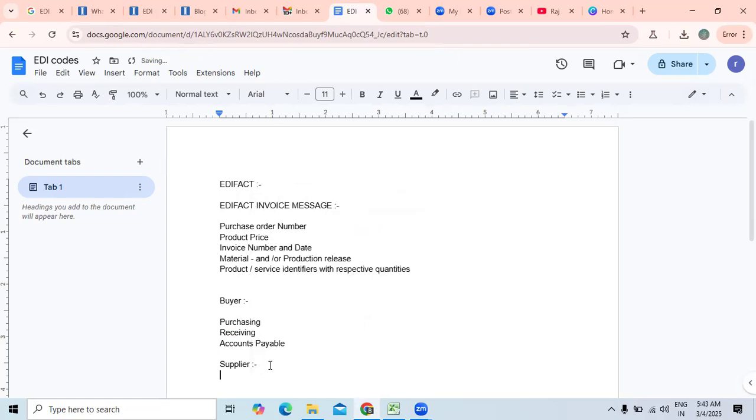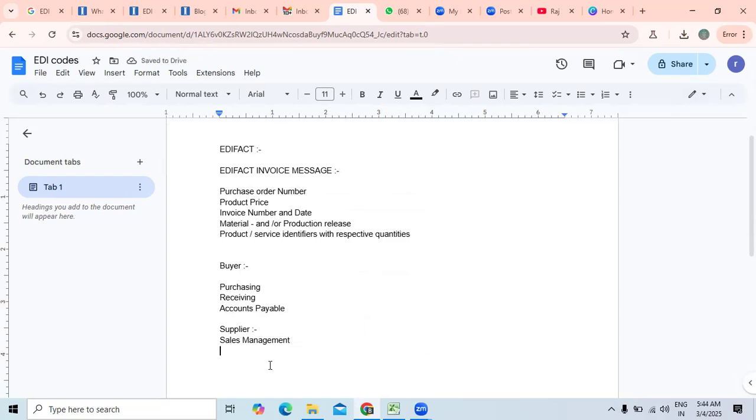Now, when it comes to the supplier, one is sales management, next is shipping, and the third is receivables, right? So these are the three different things there. On the buyer side, one is purchasing, second receiving, third accounts payable. Even for the supplier it's the same: we have sales management, shipping, followed by accounts receivable, and all that.